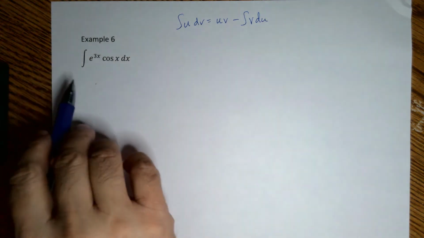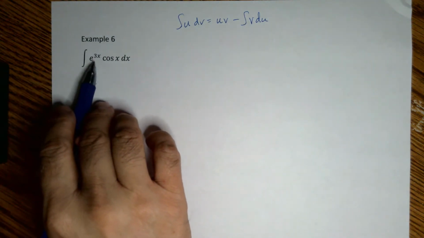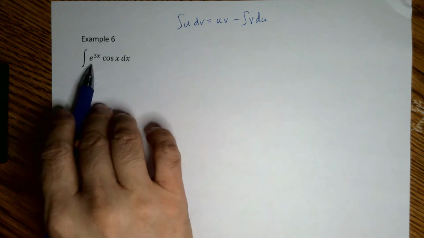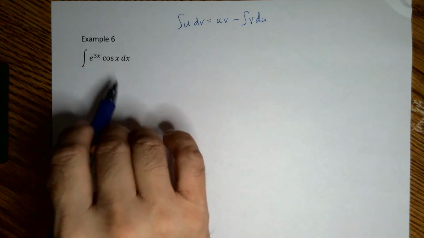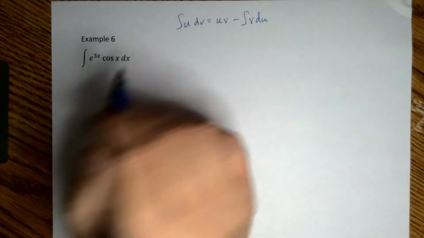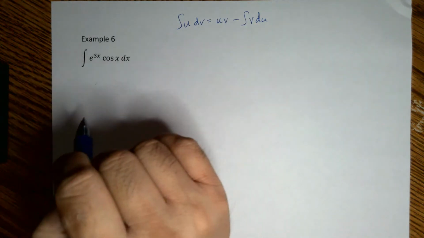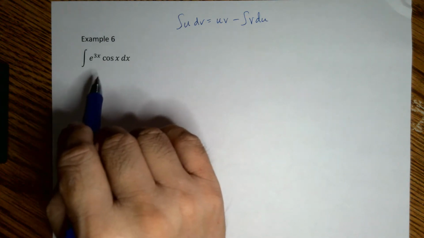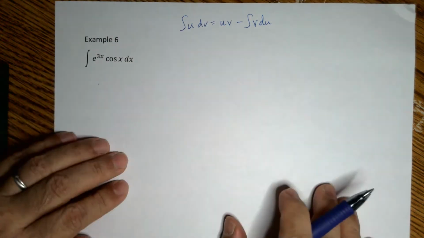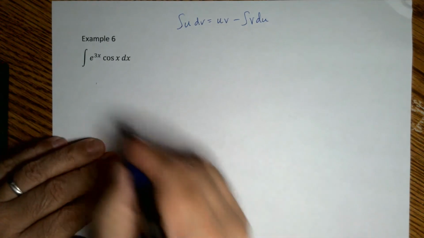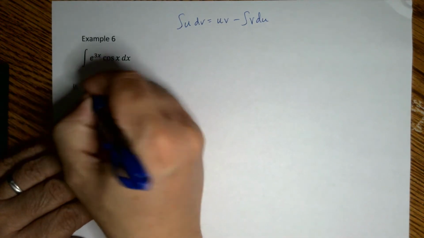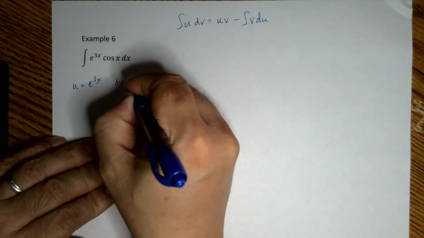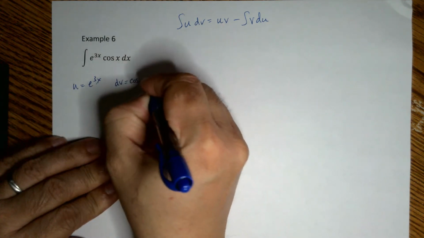All right. I'm going to let u equal e to the 3x because I'm going to avoid fractions. If you let e to the 3x be the dv part, you're going to get fractions when you integrate. It's not that you can avoid fractions completely. It's just that you can avoid them most of the time by doing it this way. So let's do this. I'm going to let u equal e to the 3x and dv equal cosine x dx.